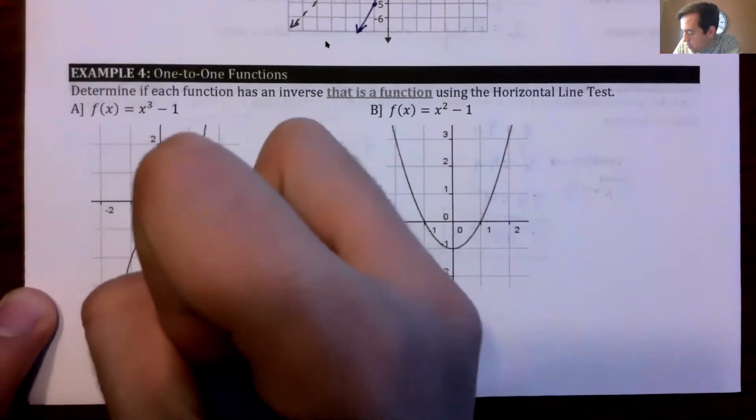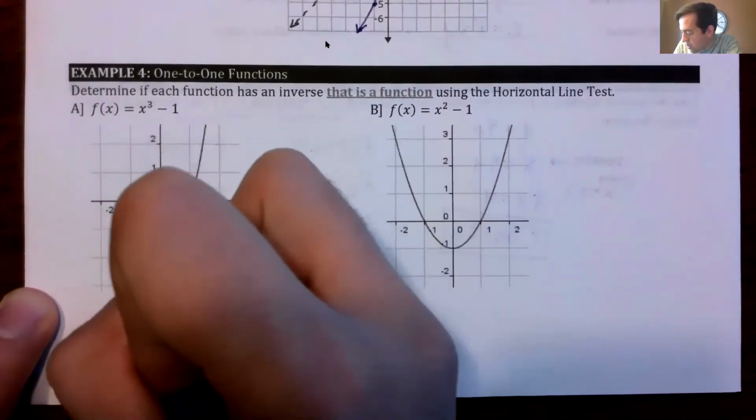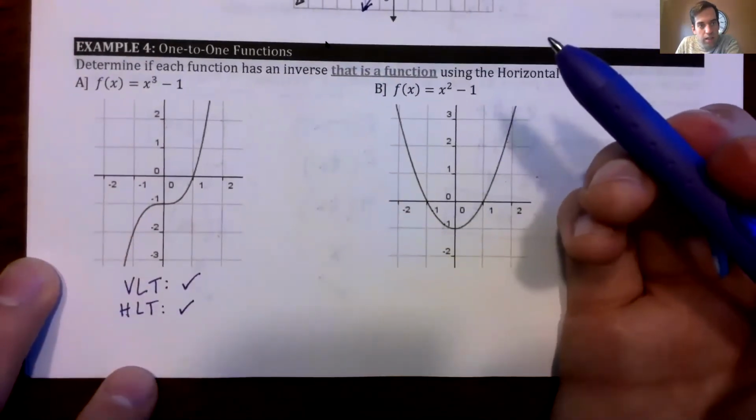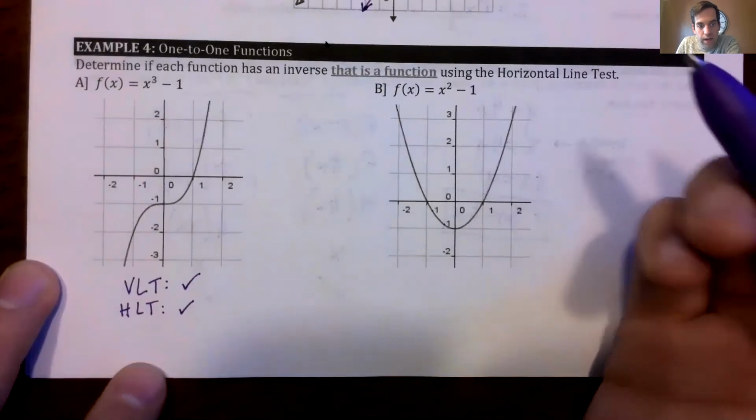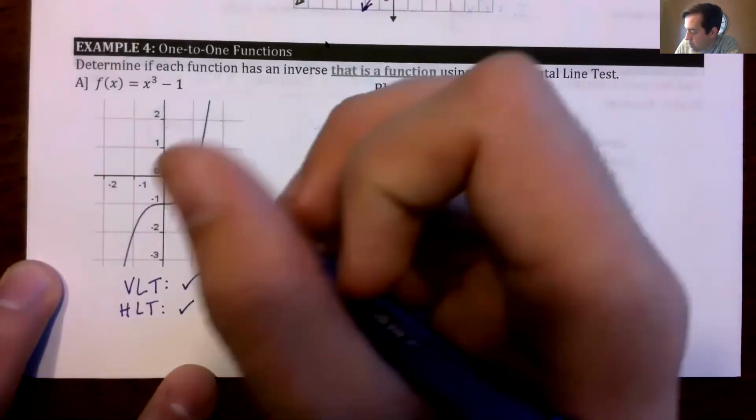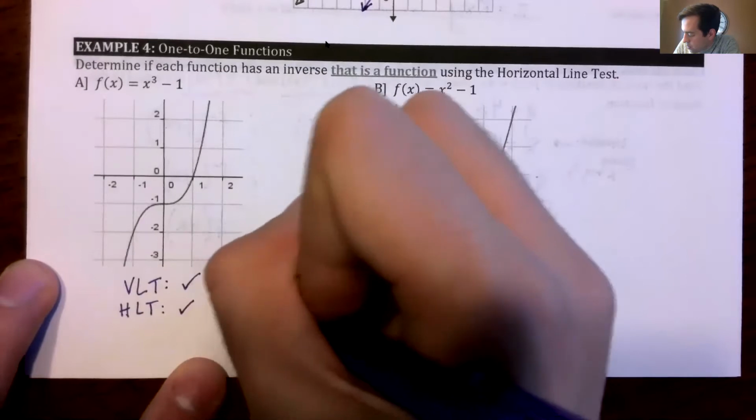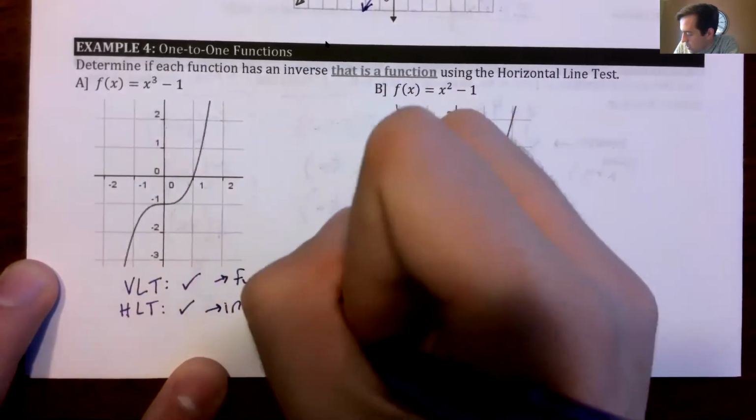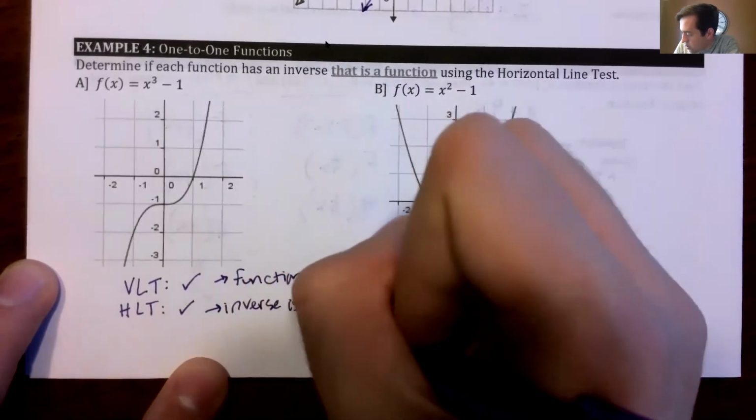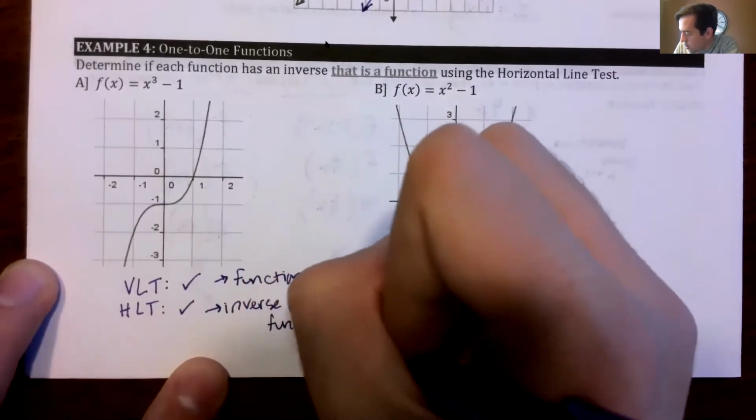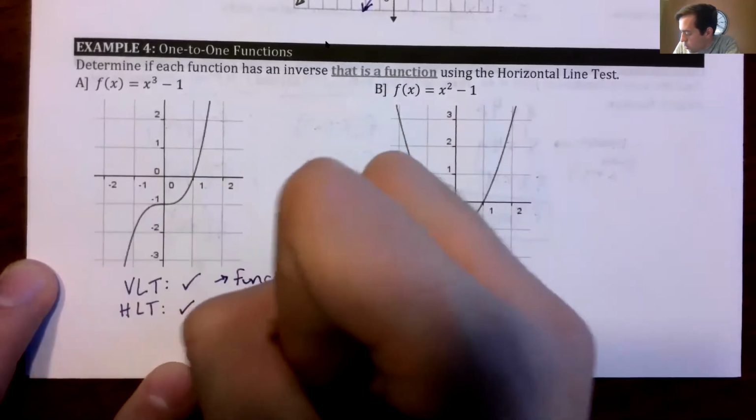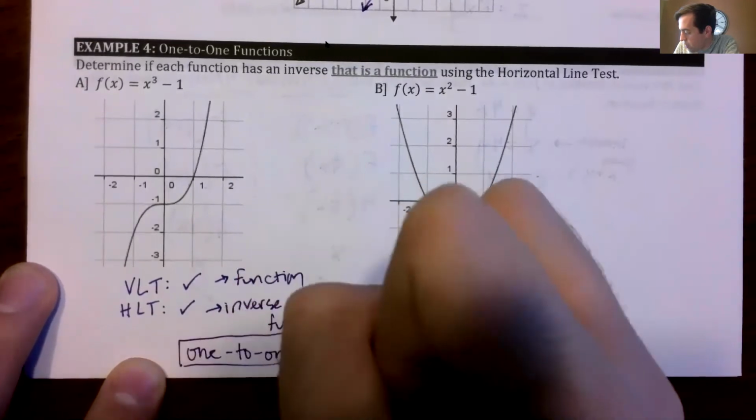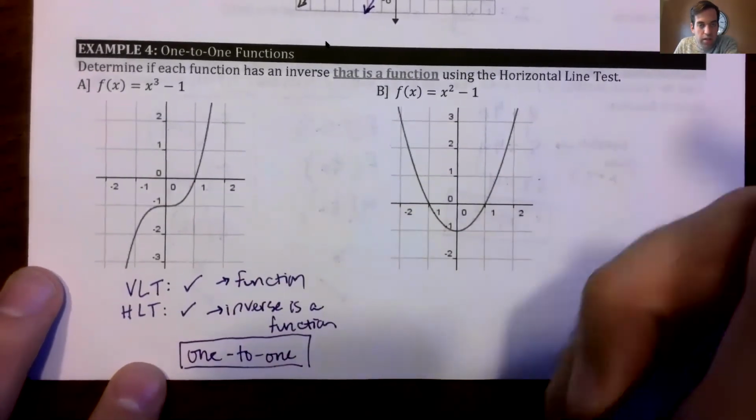So does it pass the vertical line test? Yes. Does it pass the horizontal line test? Yes. In other words, this is 1-to-1. The inverse is a function, and the original is a function. So in other words, this is 1-to-1. A 1-to-1 function means that the function and its inverse are functions.